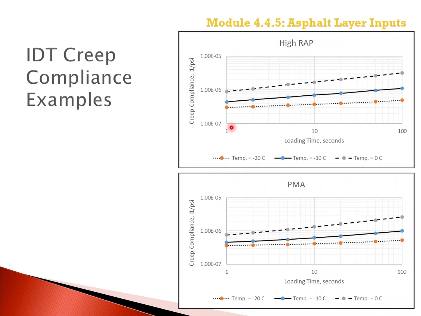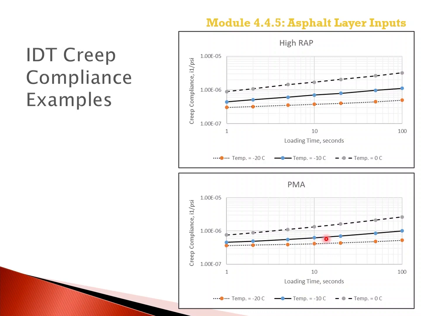These two charts simply illustrate the creep compliance as a function of loading time for three different test temperatures: -4, 14, and 32 degrees Fahrenheit, or -20 degrees C, -10 degrees C, and 0 degrees C. The upper chart illustrates the creep compliance for a dense graded asphalt mix with a high amount of recycled asphalt pavement material, or RAP, and the lower chart illustrates the creep compliance for a dense graded polymer modified asphalt mixture.